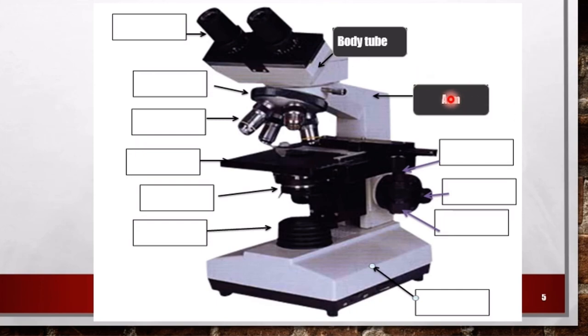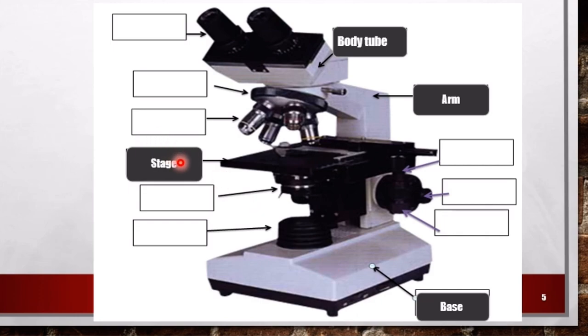The second part, body or arm, used for holding of the microscope. And the third part of the body of the microscope is called base or foot, used for standing or supporting of the microscope.